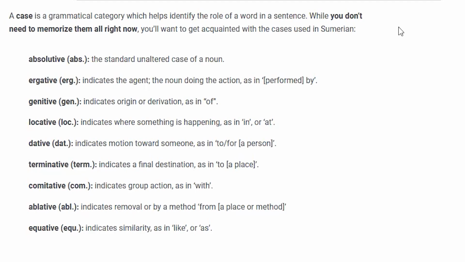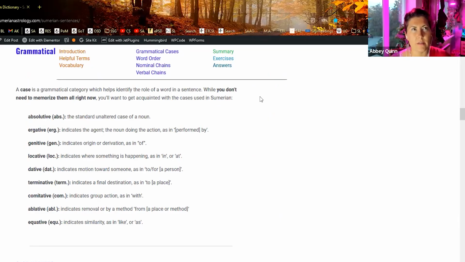The dative case indicates motion towards someone, as in to or for a person. There is also a directive case, which indicates motion toward a thing. You don't see it as much. I didn't put it in here for that reason, but you may come across that, but technically we could probably use the dative case for that too.